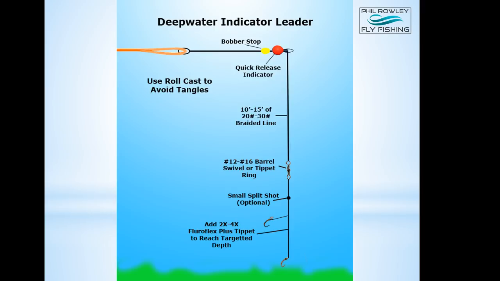Now this leader is not fun to cast. This is not something you want to make 3 or 4 false casts with. We use a lot of roll casts when we indicate our fish because it's a tangle prone system. The roll cast is your friend, so you just make a roll cast and lob this out.